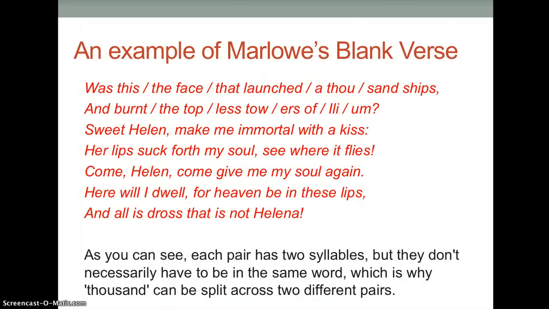So as you can see, each pair has 2 syllables, but they don't necessarily have to be the same word. So, for example, in 1,000, it's broken, and Ilium, we elide that, there's 3 syllables there and make it 2. So, there's liberty that a writer can take. But even note in this lovely example of his blank verse, Marlowe's riskiness when he says that there's heaven in these lips and all is dross that is not Helena. There's a little bit of blasphemy going on even in this line, and there's much more to that in the play.